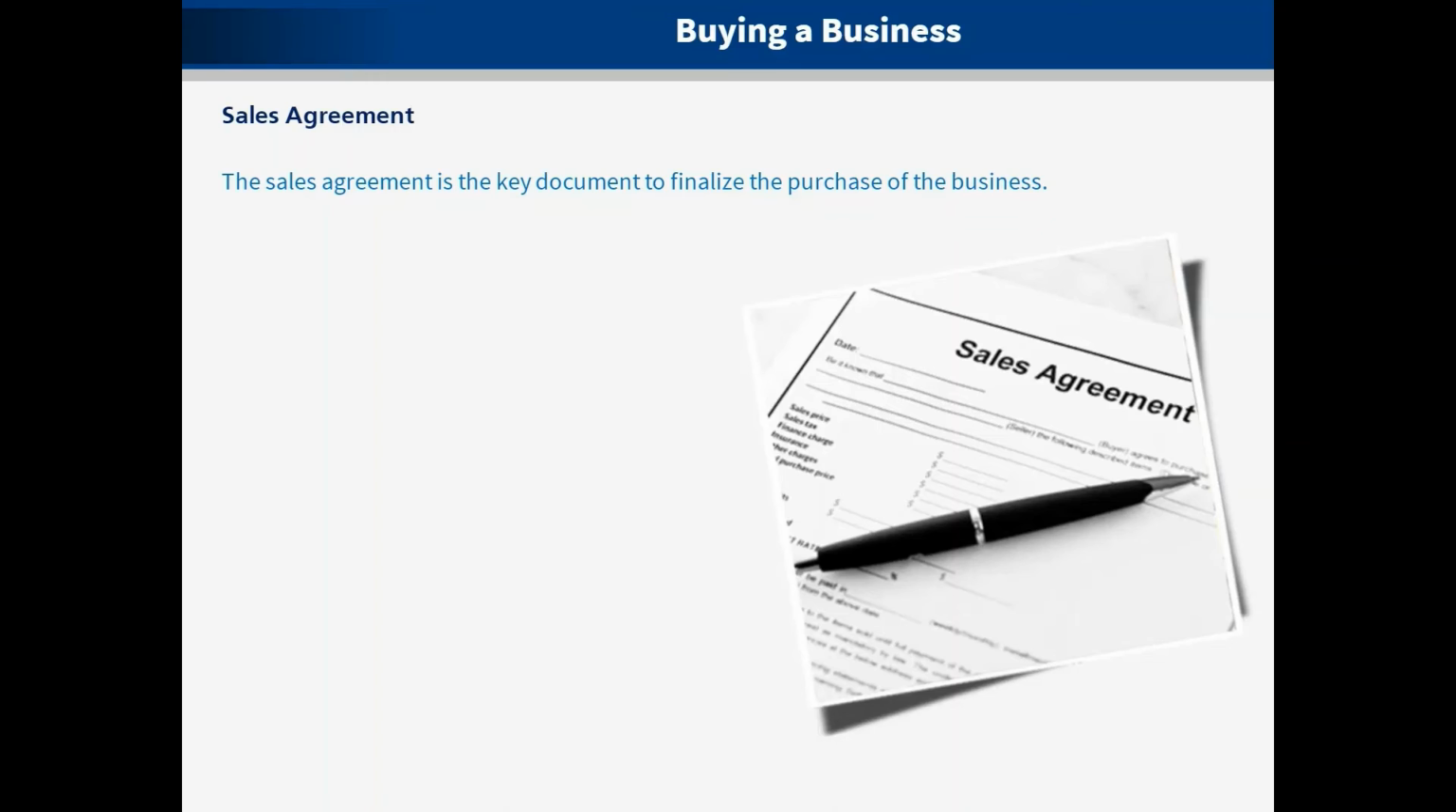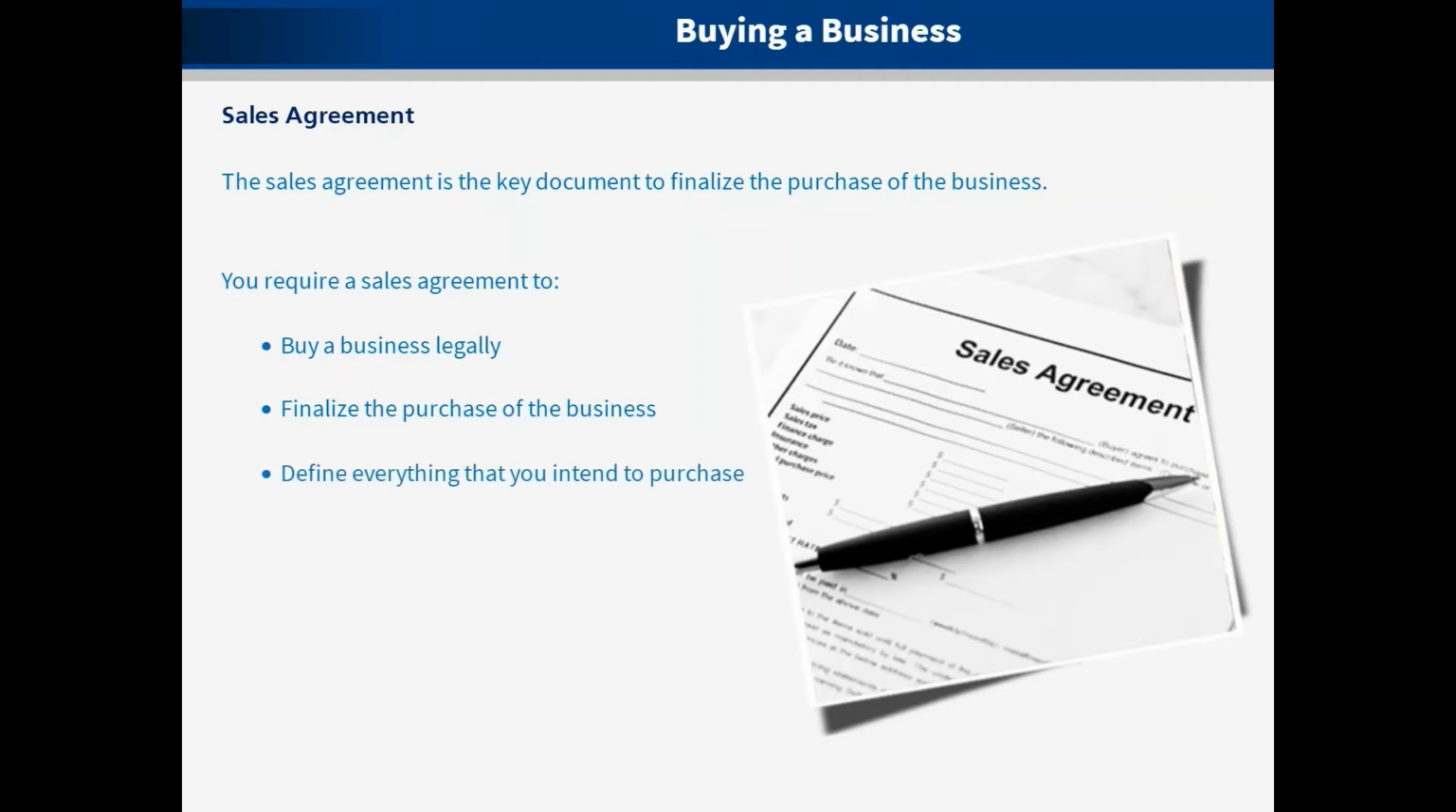To buy a business officially, you need to prepare a sales agreement. The sales agreement is the key document in buying the business assets or finalizing the purchase of the business. This agreement defines everything that you intend to purchase, including business assets, customer lists, intellectual property, and goodwill. It is important that you have a lawyer who can help you draft the terms of the sales agreement and review it before you sign it.